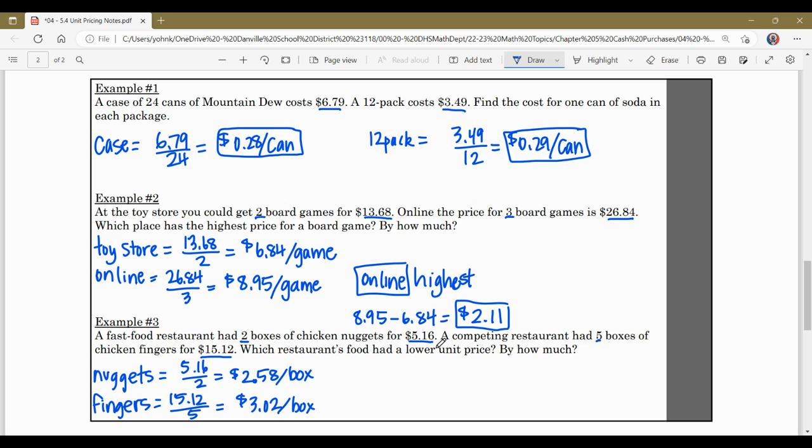So which restaurant's food had a lower unit price? Well, it looks like the nugs win. So the nuggets at the first restaurant were lower. And by how much? Well, subtract $3.02 minus $2.58. That gives us a difference of 44 cents. Not a ton of money, but every penny counts.